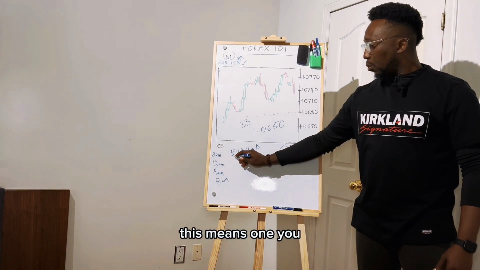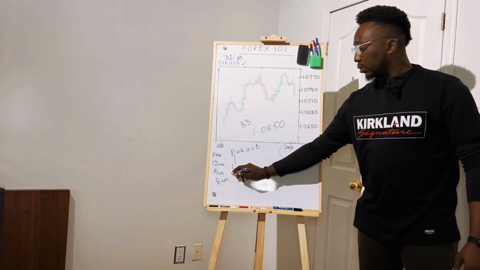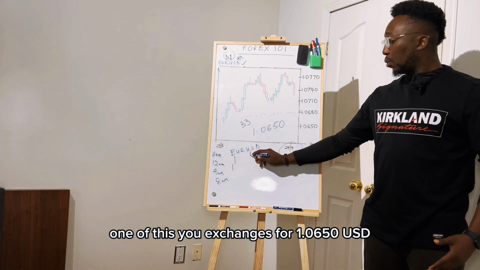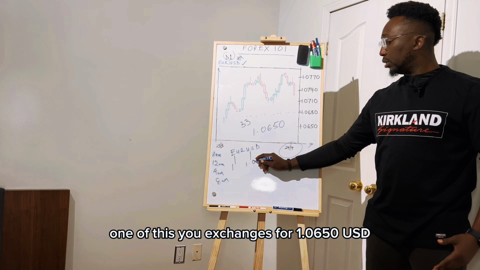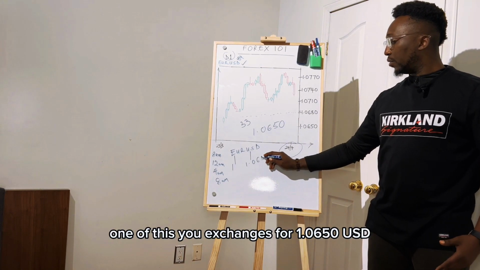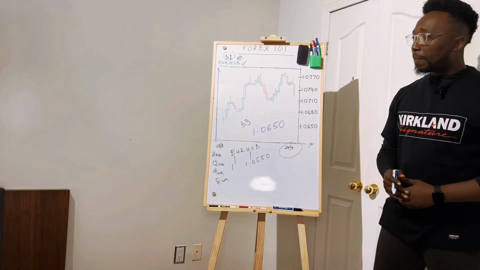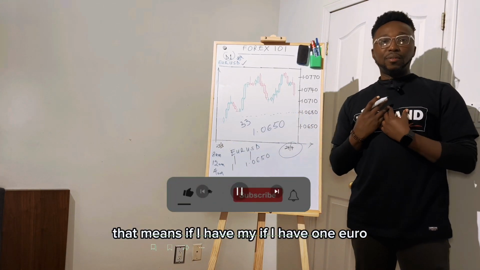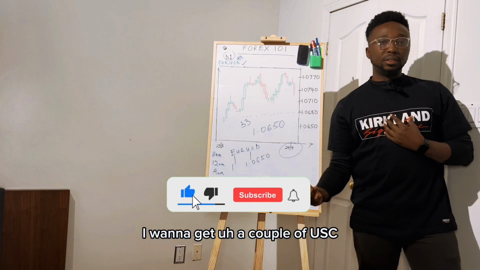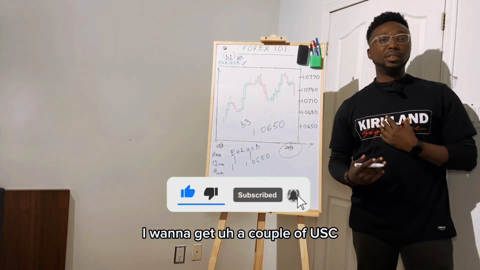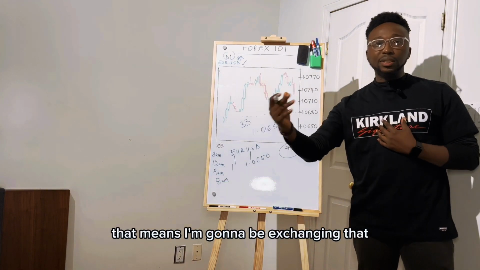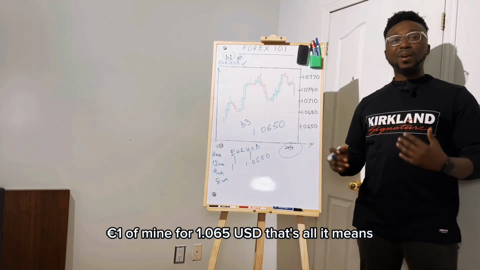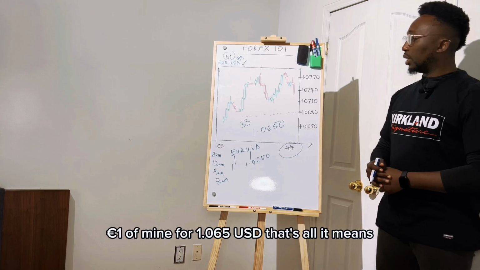Now what this means for the Euro USD pair is that 1 euro exchanges for 1.0650 USD. So assuming you're going to trade in the market, if I have 1 euro, I want to get a couple of USD. That means I'm going to be exchanging that 1 euro of mine for 1.065 USD. That's what it means.